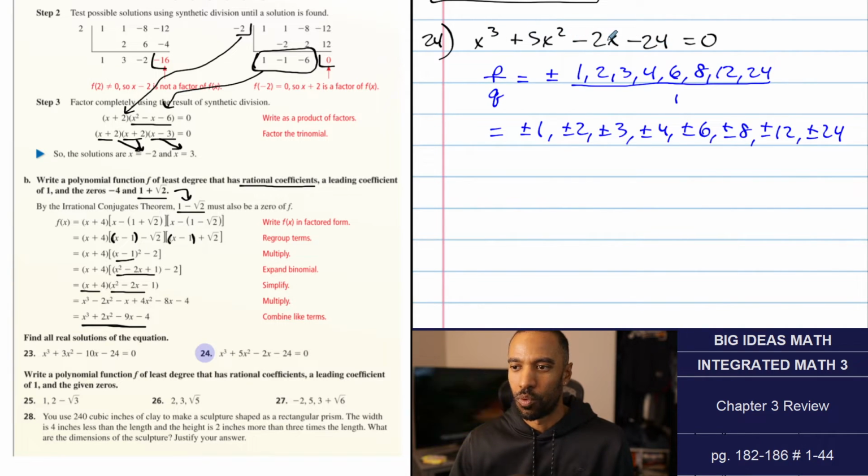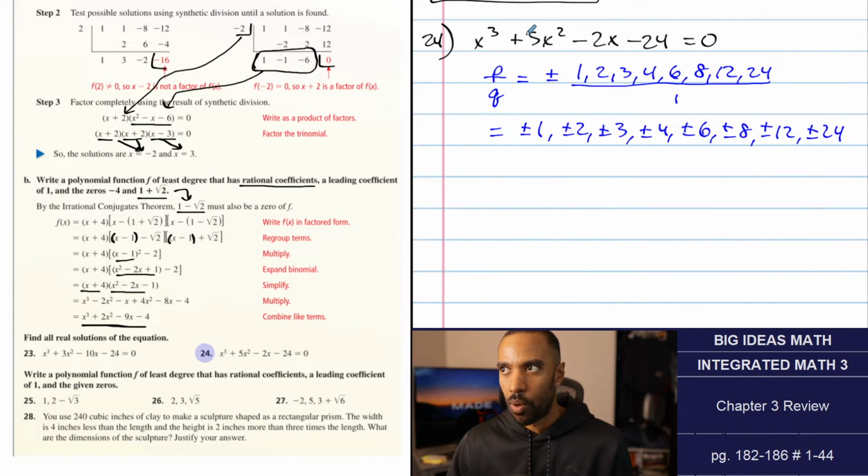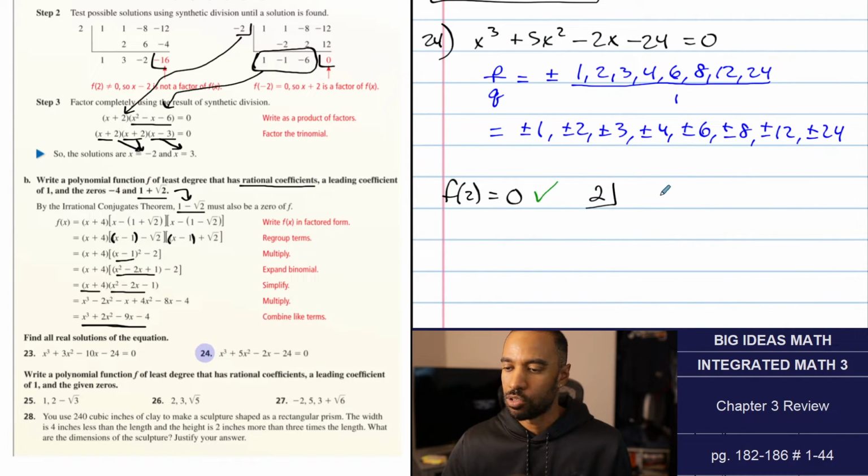That clearly doesn't work. 1 plus 5 minus 2 minus 24. Negative 1 is negative 1 plus 5, but no, that's not going to work. 2: 8 plus 20 is 28 minus 2 works. You get f of 2 equals 0. If you're not sure of that, we'll use synthetic division and show you that 0 remainder. But try and plug in 2, see what you get. Anyway, I use 2 on this guy.